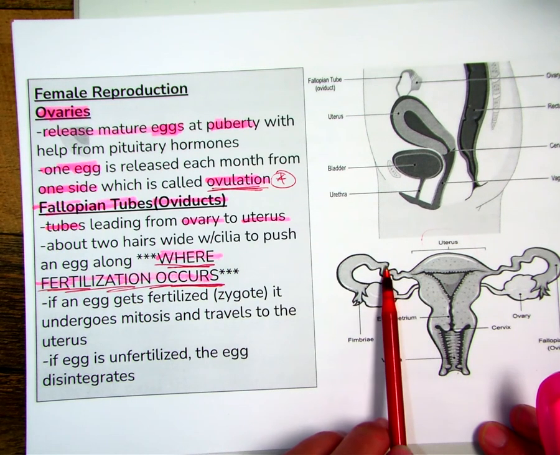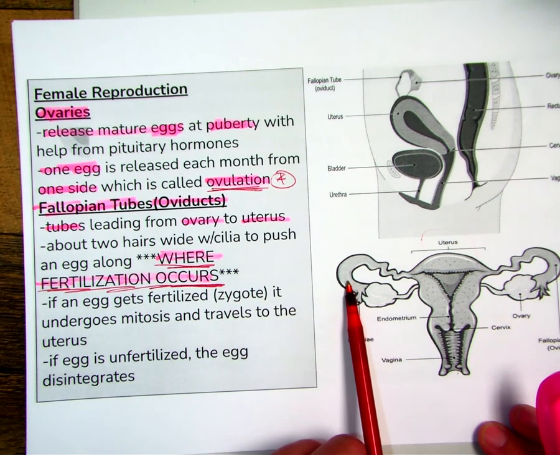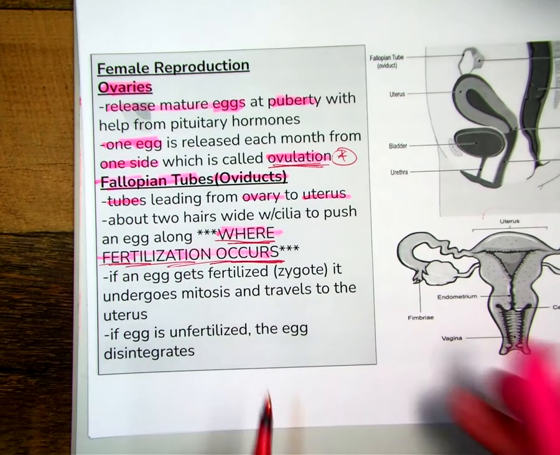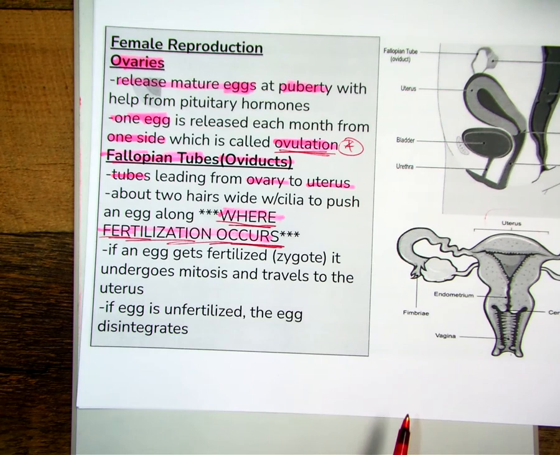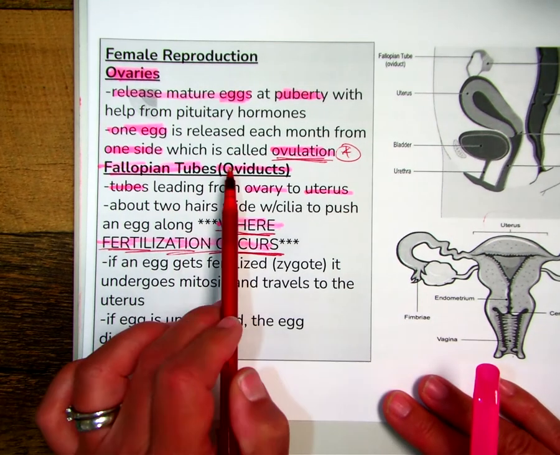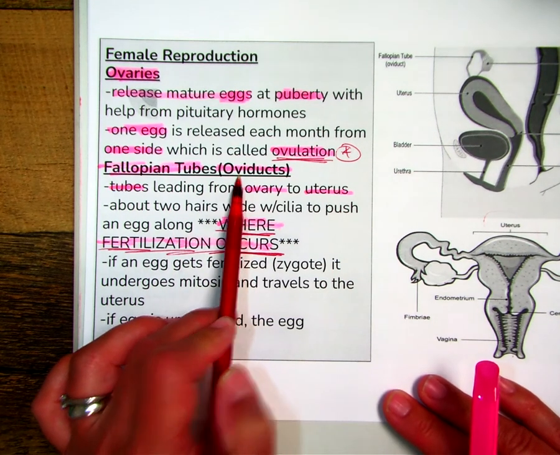So they would swim all the way up to right about there. All right, so where does fertilization occur? That'll be on your weekly quiz, and that'll be on your unit test. It occurs in the fallopian tubes or the oviducts, not the uterus.